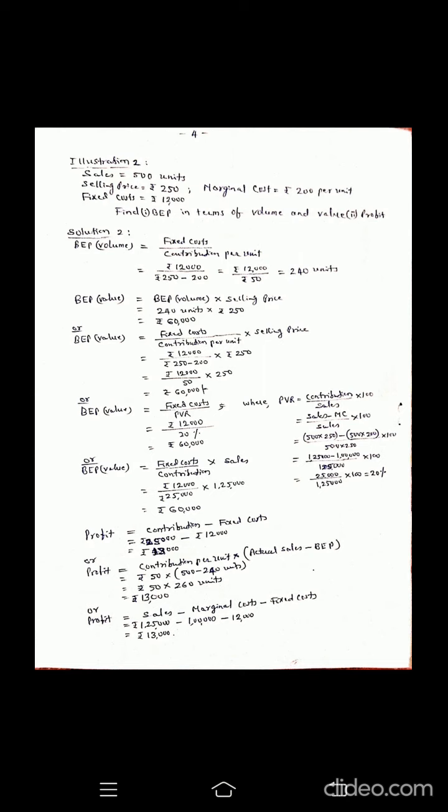So sales minus marginal cost, 1,25,000 minus 1 lakh. So contribution is 25,000. Sales are 1,25,000. 25,000 divided by 1,25,000 into 100. So 20% is the PV ratio.